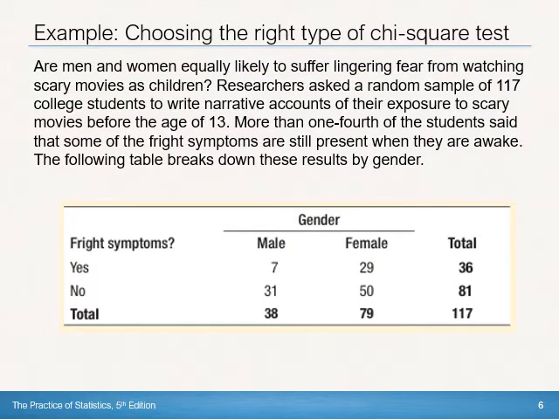Let's look at an example. Are men and women equally likely to suffer lingering fears from watching scary movies as children? Researchers asked a random sample of 117 college students to write a narrative account of their exposure to scary movies before the age of 13. More than 1/4 of the students said that some of the fright symptoms are still present when they are awake. The following table breaks down these results by gender. So we took one sample, collected the data, and then broke it down based on gender and whether or not they still have fright symptoms, yes or no.